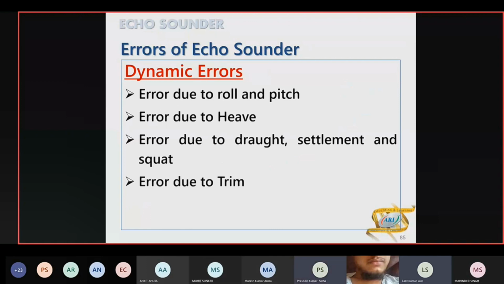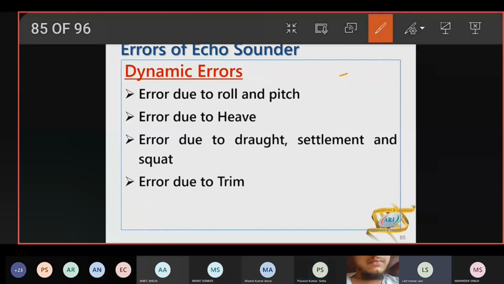Okay, there are some dynamic errors, rolling and pitching due to heaving, due to draft, settlement, and trim. These keep on changing from time to time.